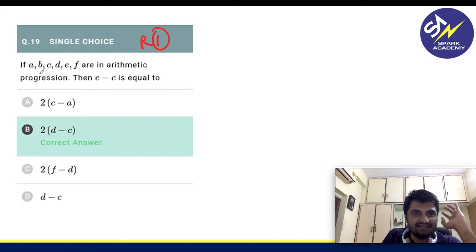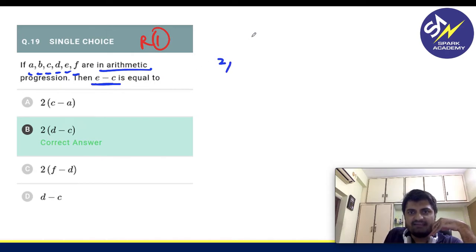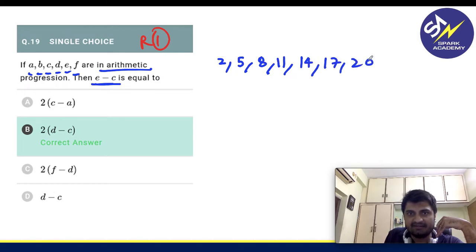Now have a look at 19th question. They said A, B, C, D, E, F are in AP. Then they are asking E minus C. Tell me some AP, guys. I will take 2, 5, 8, 11. I am taking common difference 3, right? 14, 17, 20, right? So this I can call it as A, this I can call it as B, this as C, this I will call it as D. This is E, this is F.